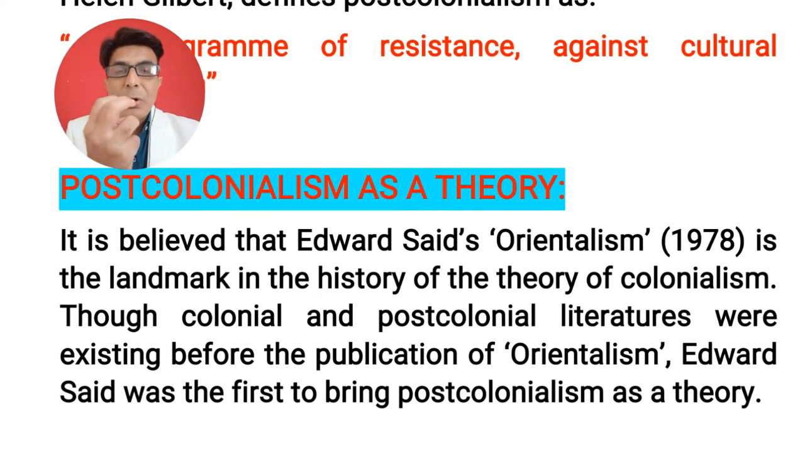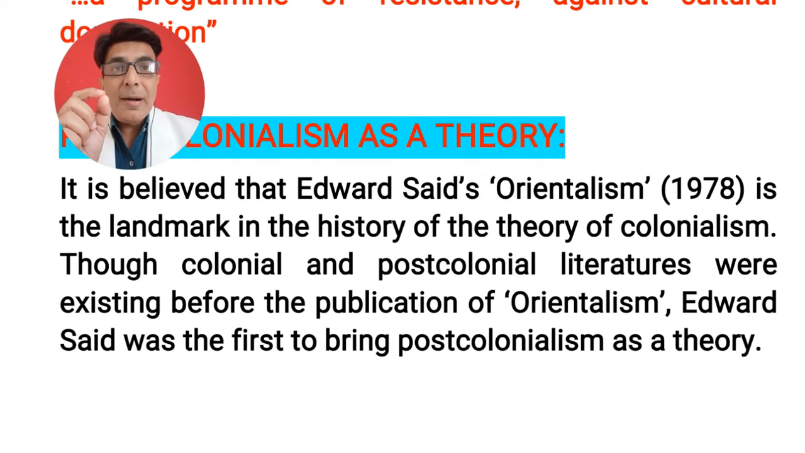Now, post-colonialism in criticism as a theory has also been developed during the 20th century. And remember this name, Edward Said. Edward Said published Orientalism in 1978, and this is considered a landmark in the history of colonialism and imperialism. Because this book, it is believed, is the actual beginning of post-colonialism as a theory in criticism.